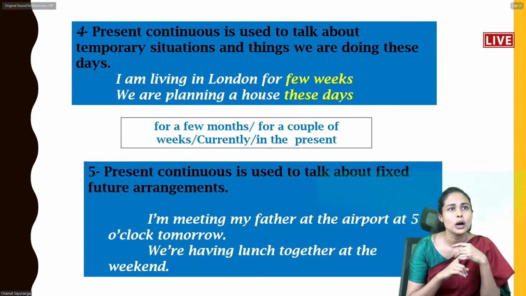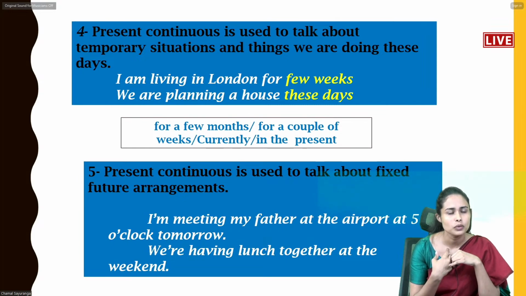Then you can use your future, basically our future arrangements, the things that we have planned or are ready to do for sure. Then you can use present continuous to talk about those things. I am meeting my father at the airport at 5 o'clock tomorrow. That means my father is arriving tomorrow, then I am going to meet him. Then you can say I am meeting.